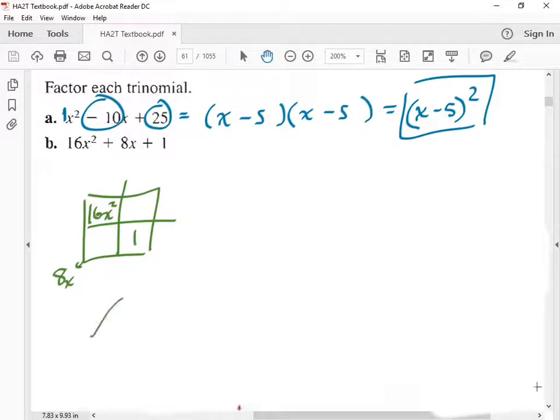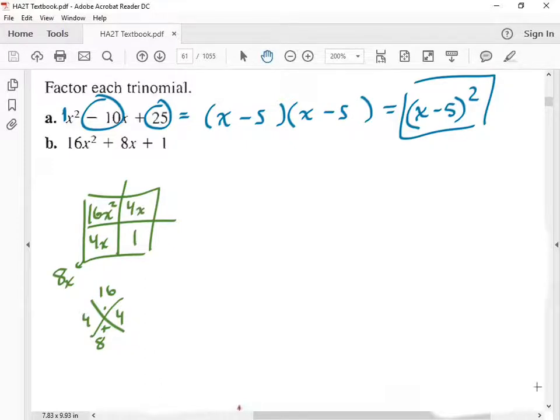You can use the big X if you still really like the big X, and you can go 16 times 1. Now you might ask, how come I'm doing all this stuff and not just going straight to this like before? Well, this one has a positive 1 for leading coefficient. This one does not. It has a 16. So 16 times 1 is 16, so I put 16 up here, and then what times what gives me 16, but then adds to give me 8? So 4 and 4. That means I put 4x in here and here.